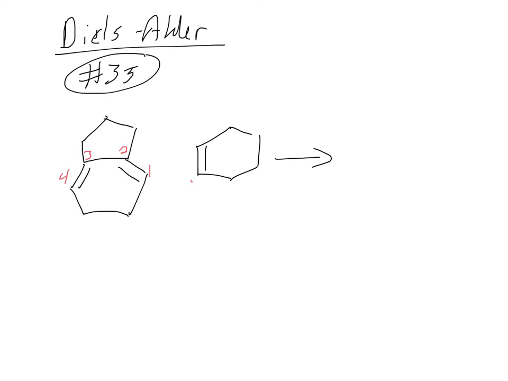And then we have 5 and 6. We're going to bring these 6 carbons together and form a ring. We're going to form 2 new sigma bonds, 2 sigmas, and 1 pi bond. The pi bond is going to end up between which 2 carbons? 3 and 2. So let me draw the arrows.